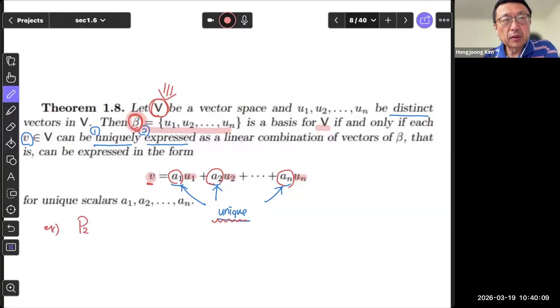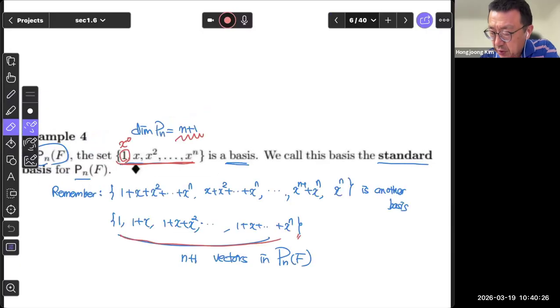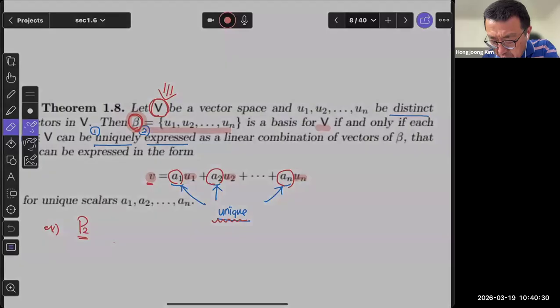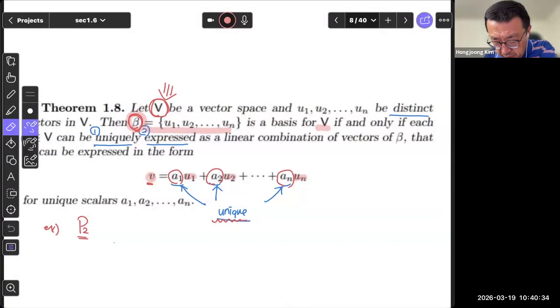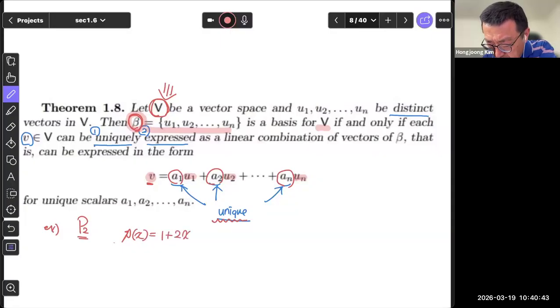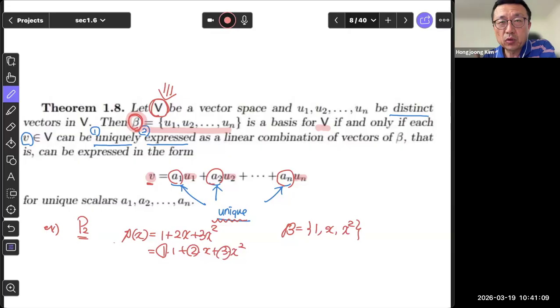So in P2 space, the polynomials of degree 2 or less, if I consider any polynomial, say 1 plus 2x plus 3x squared, if I choose the standard basis of 1, x, x squared, then that p(x) can be written as 1 times 1 plus 2 times x plus 3 times x squared. So 1, 2, 3 are a1, a2, a3.